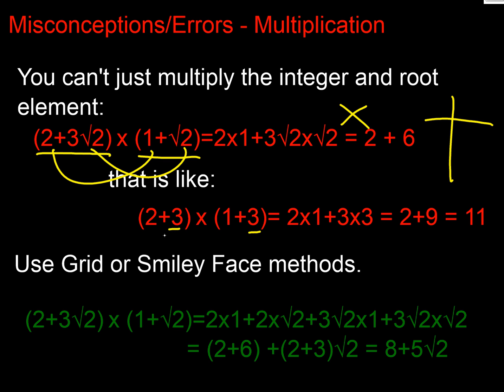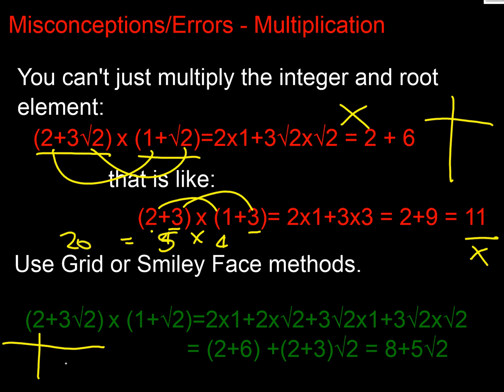Yeah, that's the same as if I replaced these numbers with a 3. Where the root 2's are, I'd have 2 plus 3 is 5 times 4 is 20, isn't it? If I did that, I know that's 20. That's like only multiplying those two and those two, isn't it? And saying, oh, it's 2 plus 3 is 9 is 11. It's not. Make sure you do your grid method in these ones and make sure you've done all your calculations.